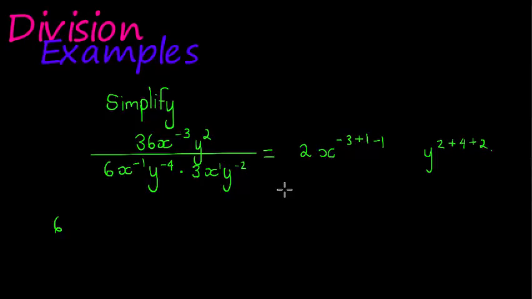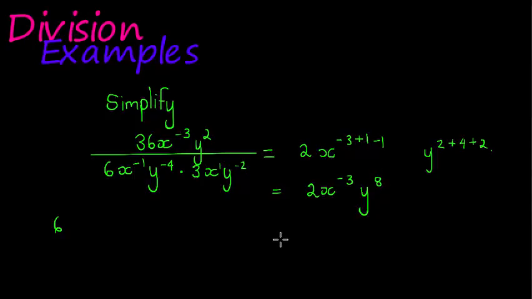Okay, and now I just simplify by adding these numbers together. Basic maths. Negative 3 plus 1 minus 1, that cancels, so we have 2x to the power of negative 3. And for y, 2 plus 4 plus 2, that's 8.